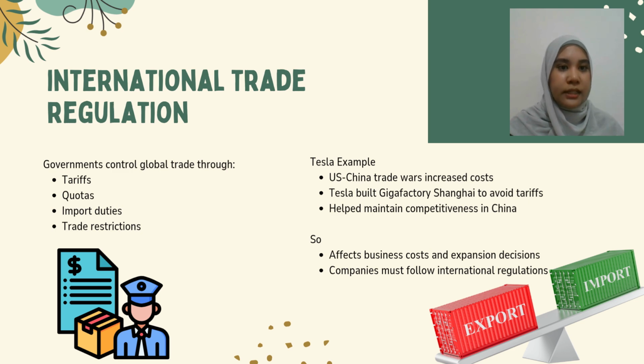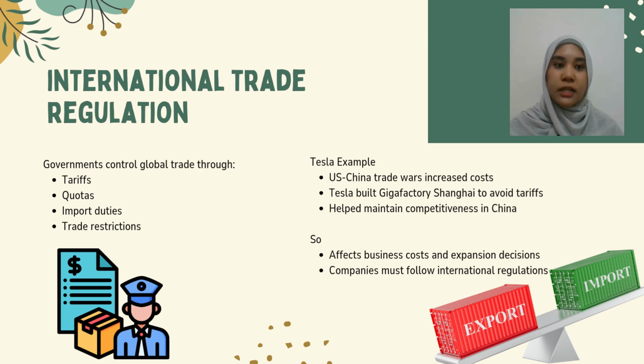Then we look at international trade regulation. First of all, governments control global trade through tariffs, quotas, import duties, and trade restrictions. For example, a tariff is imposed on imported goods, so the domestic product will be cheaper compared to the imported product. This is to protect the domestic product itself. While quotas limit the quantity of a specific product that is imported, in order to make the supply of the domestic product higher compared to the imported product.